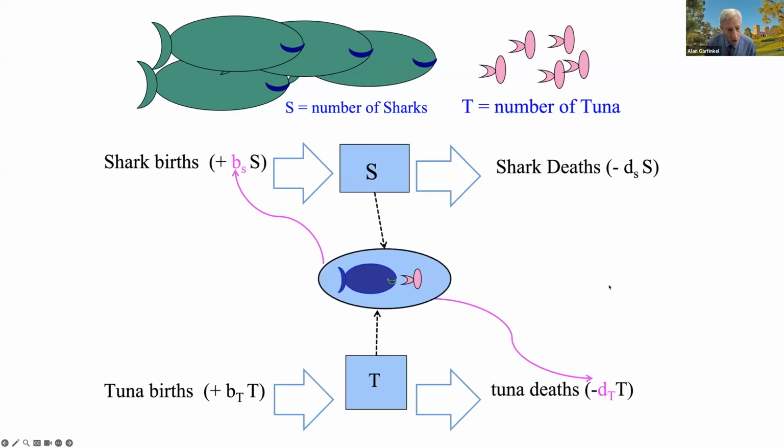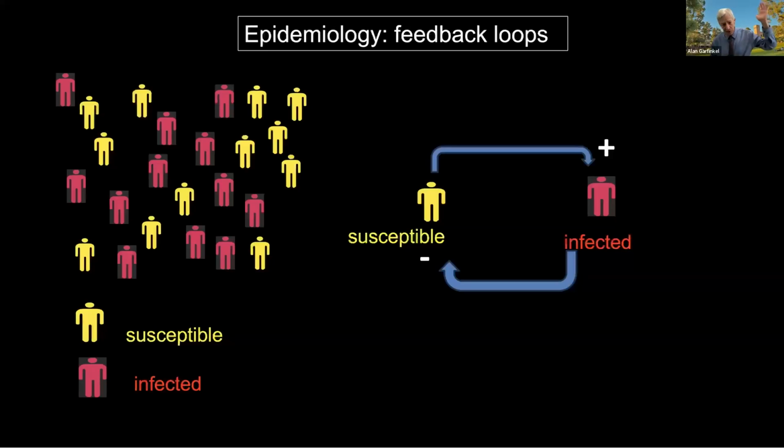And then the all-important shark meets tuna term. The shark meets tuna term is a quadratic. It's a nonlinear term. Beta is the probability that a shark-tuna encounter results in the death of the tuna and the feeding of the shark. And this is how we assemble a model of this feedback process. So this is ecology.